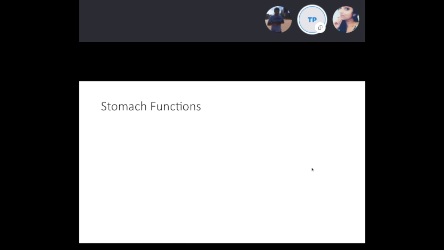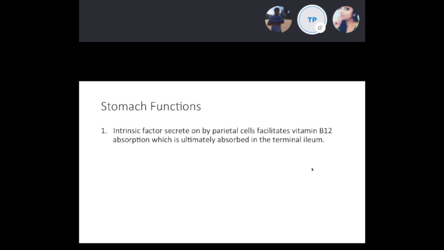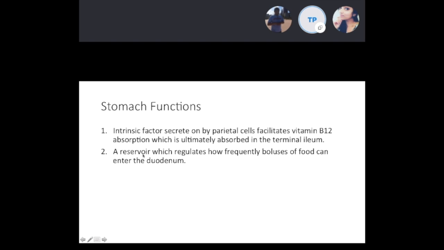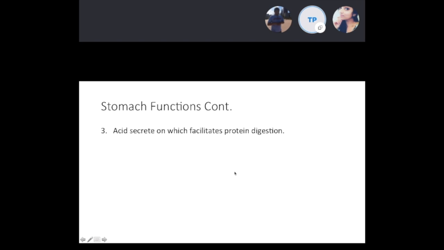All right, so the function of the stomach. There are three functions. First is that intrinsic factor secreted by parietal cells will facilitate B12 absorption, which is ultimately absorbed in the terminal ileum. Two, the stomach serves as a reservoir, which regulates how frequently boluses of food can enter the duodenum. And three, acid secretion, which facilitates protein digestion.